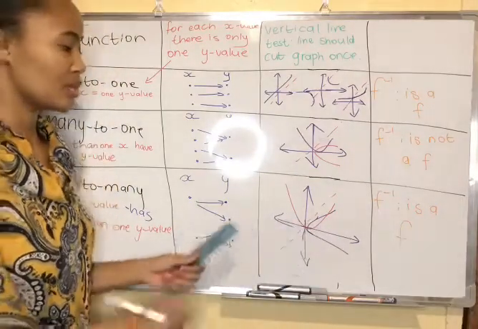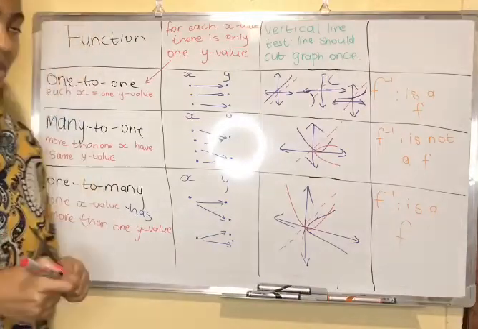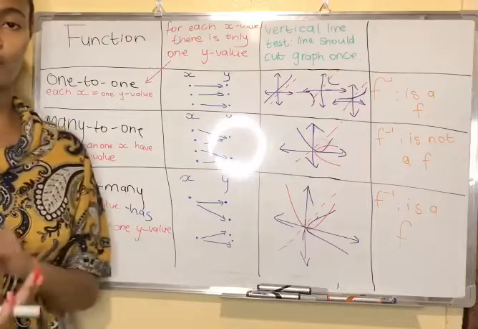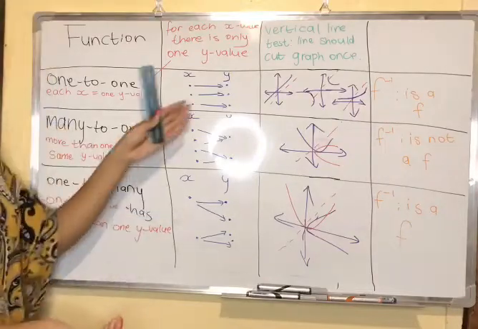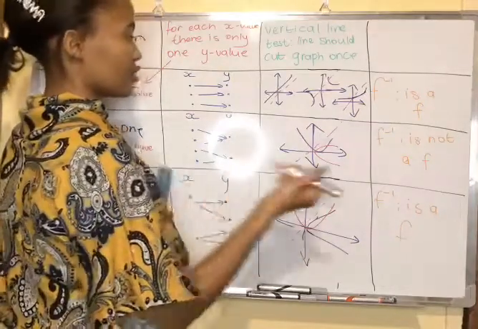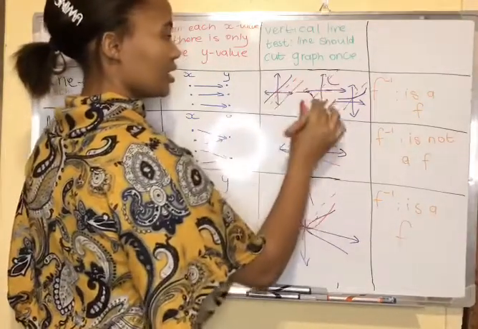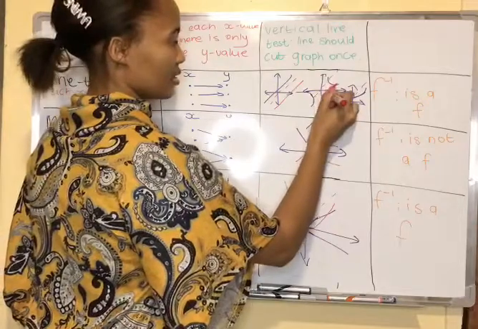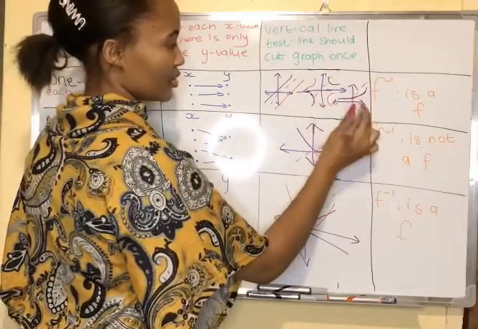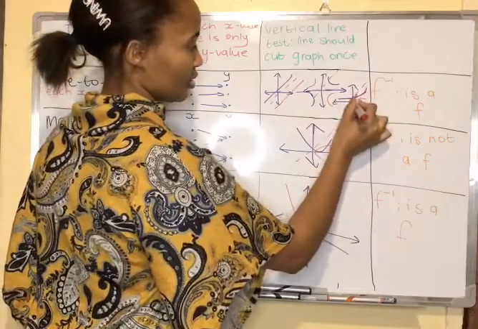I just want you guys to know that these two actually go hand in hand. They are inverses of each other. And this one is going to be easy. Drawing an inverse of the straight line is just going to be here. An inverse of this one is going to be here and here. And an inverse of this one is just going to be here.